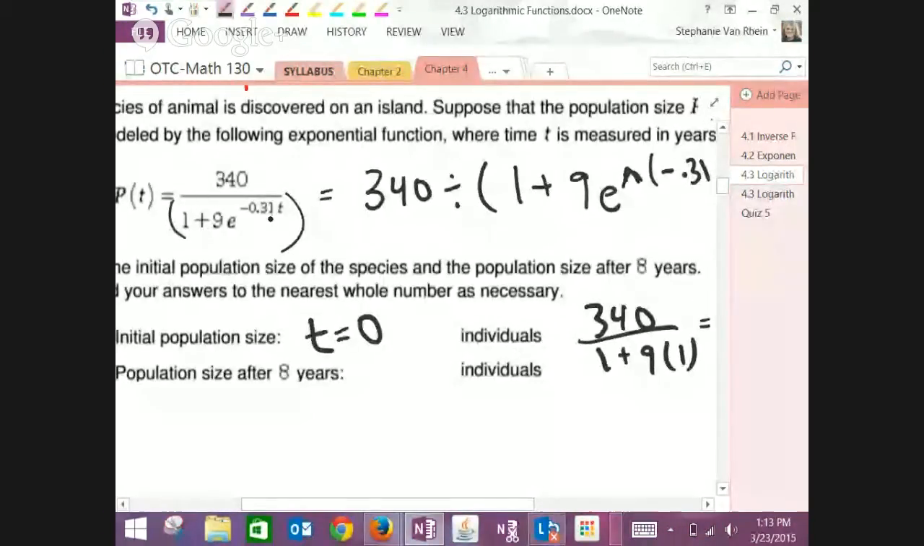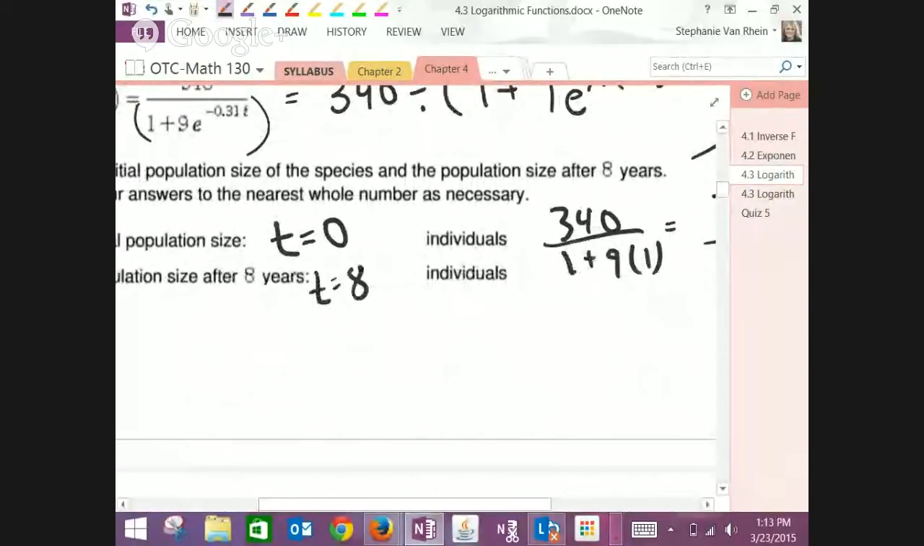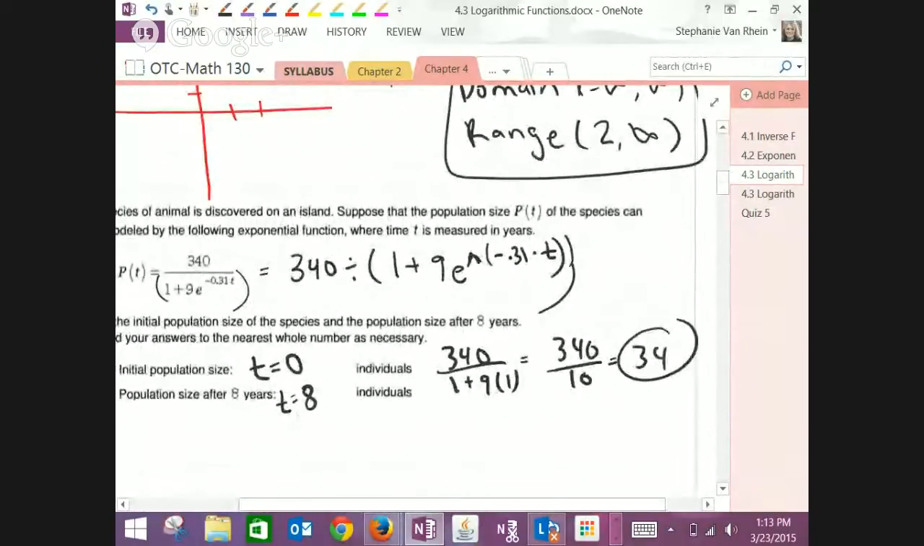Negative 0.31 times t. T is either 0 or 8. Did you say you get 340? Which, yeah. So that's good. I didn't put that closed one on there. You don't need to because your calculator already tells you it's up in the exponent. Some people's calculators won't show that. So that's all I need to put in. You should be able to hit enter.